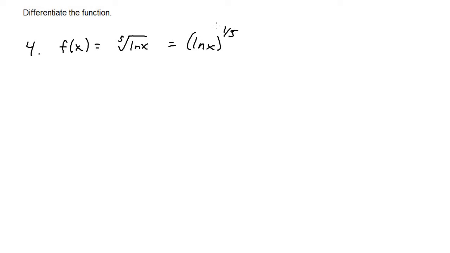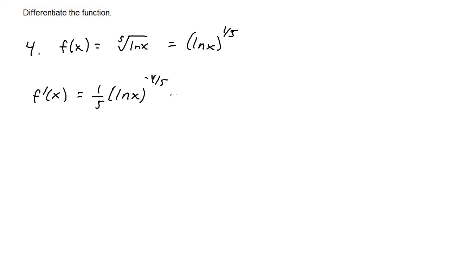Because now what I can do is go ahead and use the power rule combined with the chain rule. So our inside function is ln x. It's being taken to the 1/5 power. That's the outside function. So when we use the power rule combined with the chain rule, f prime of x, the derivative, is going to equal, now I bring the power down, keep the inside function the same, subtract the power by 1, so 1/5 minus 1, or 1/5 minus 5 over 5 is negative 4 over 5.